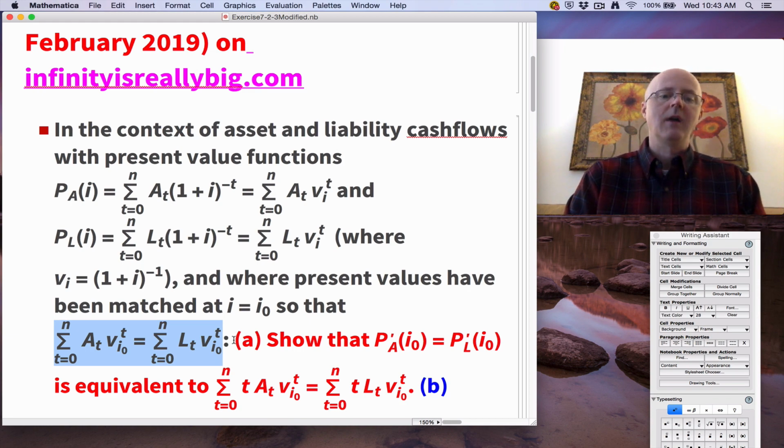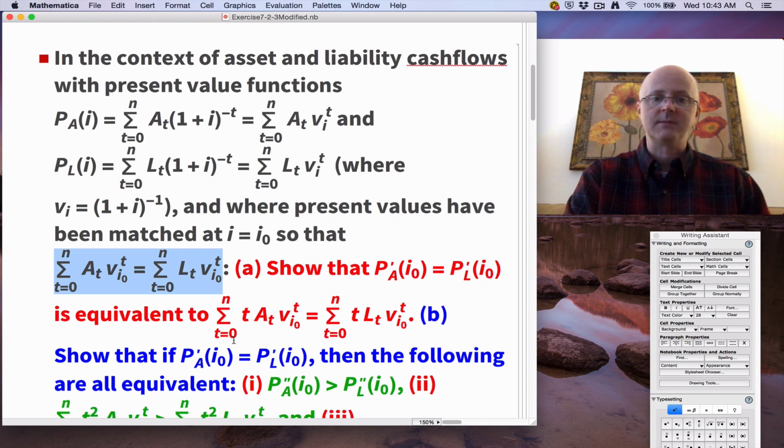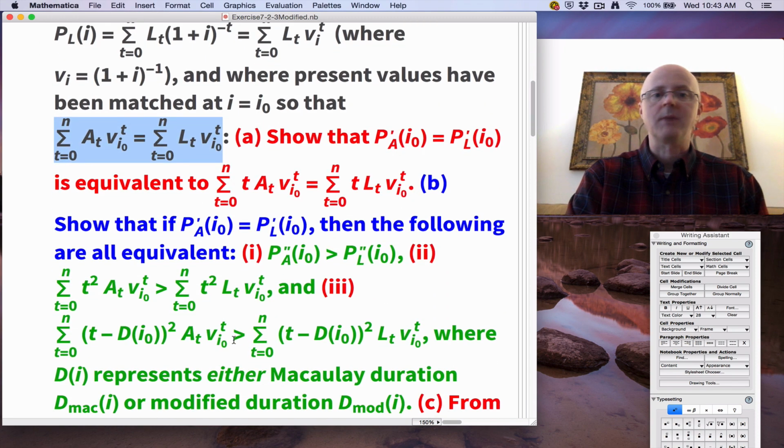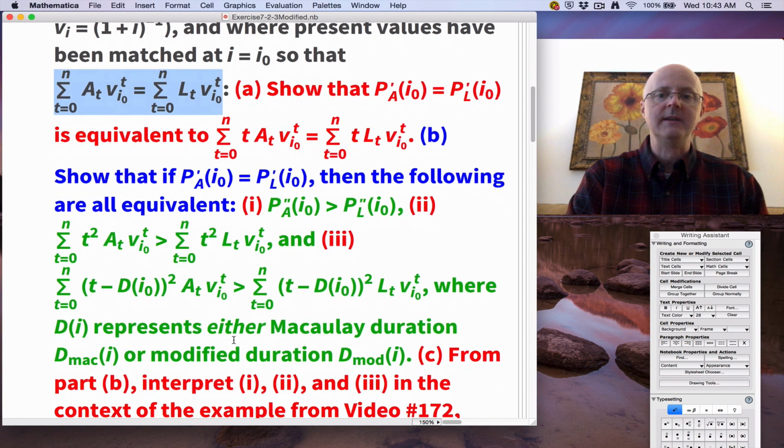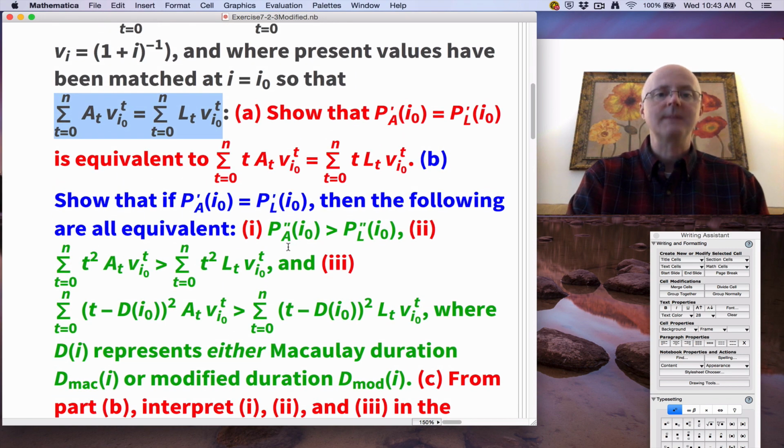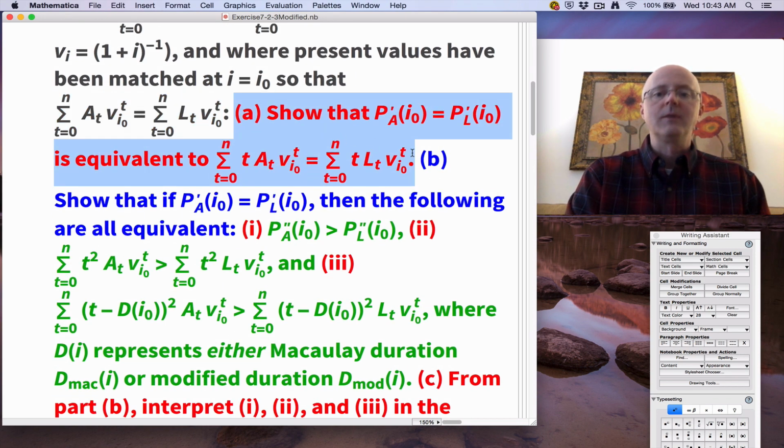Okay? Alright, 3 parts of the problem. There's only 2 parts in Broverman. Broverman's are parts A and B, but I'm adding a part C down here. Take it step by step. What's the first thing to do? Part A is what you see here. This is the easiest part of this problem.